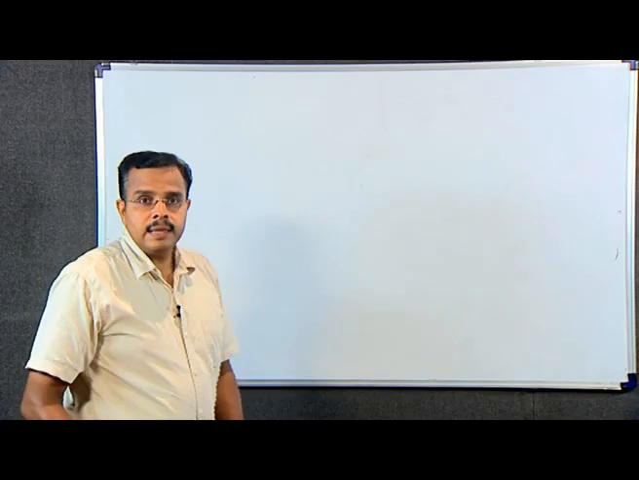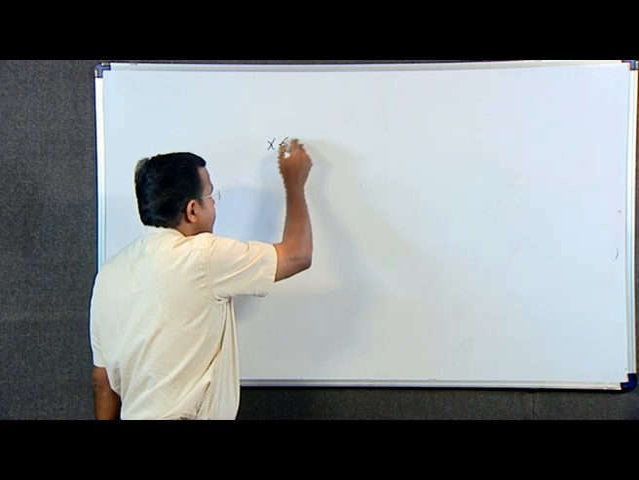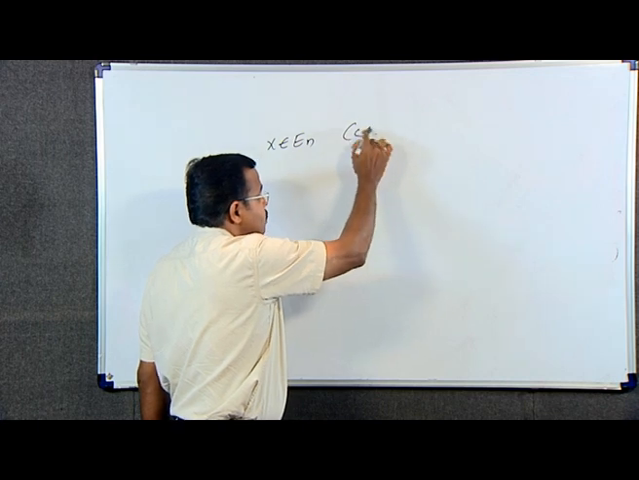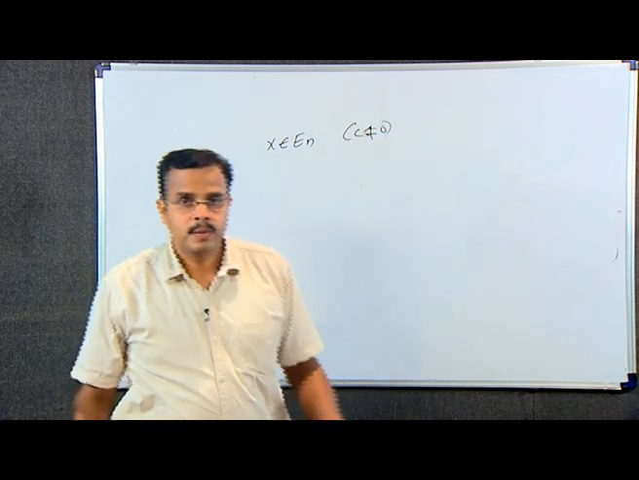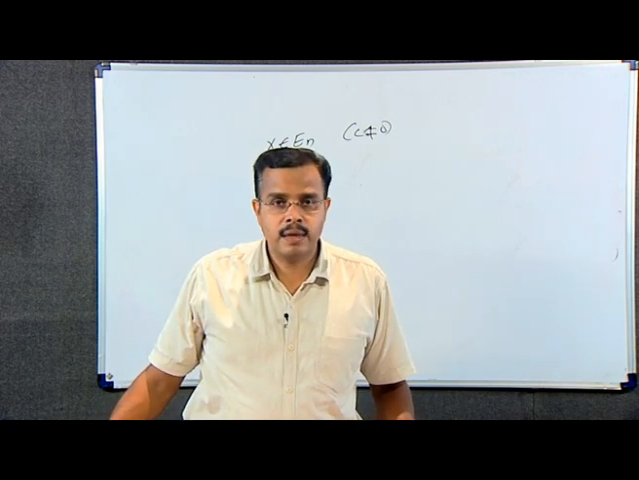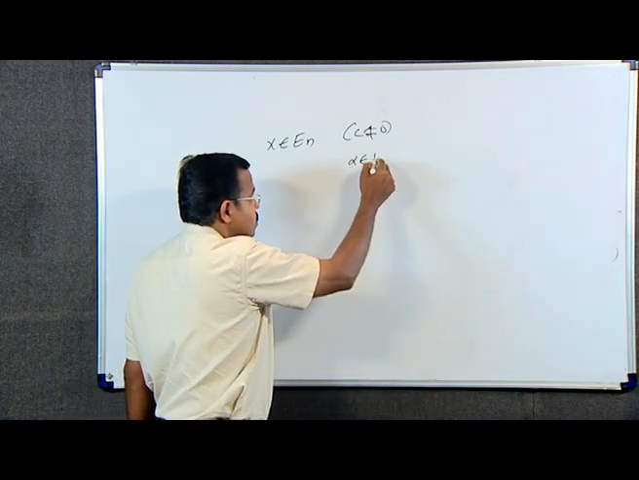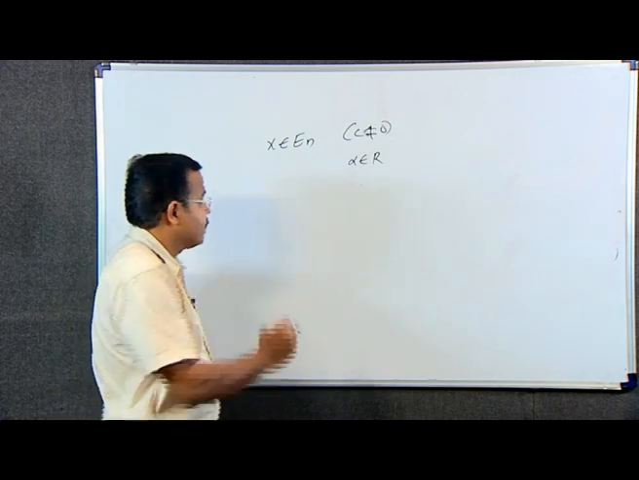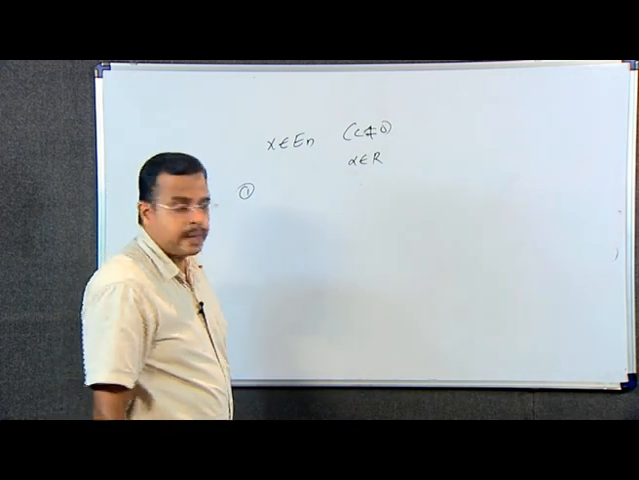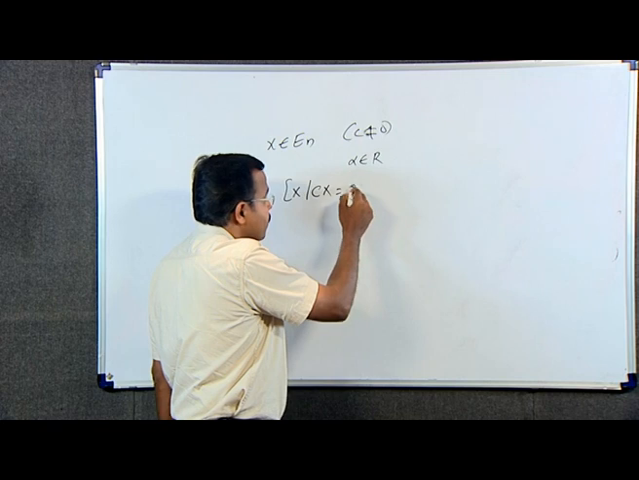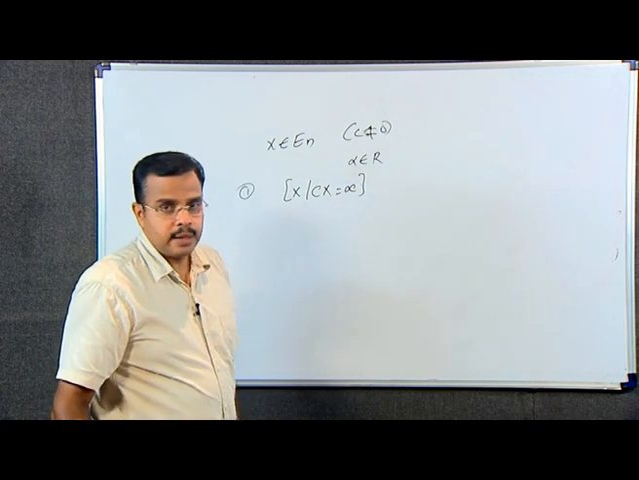Next is hyperplanes, half spaces and polytopes. Let x belong to En, where C is a constant row n-vector, c not equal to 0, and alpha belongs to R. We define, number 1, a hyperplane as the set of x such that Cx equals alpha. It is called a hyperplane.